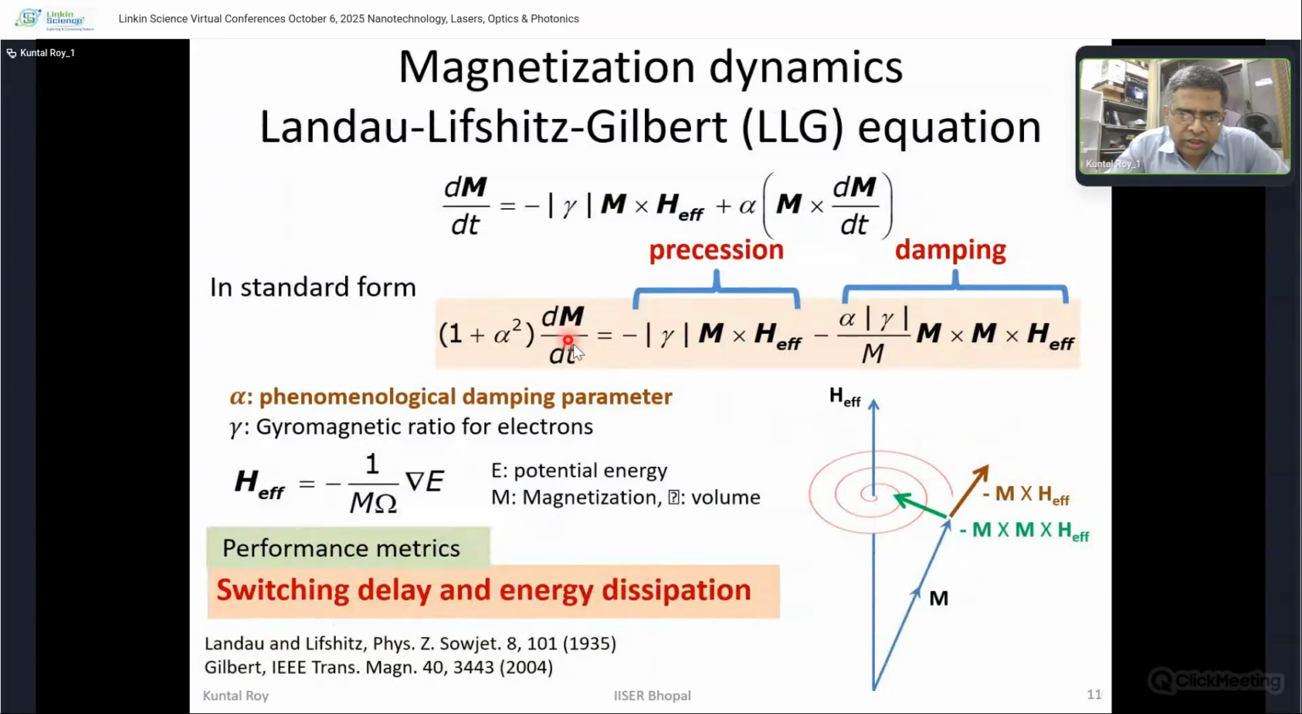So this is the well-known Landau-Lifshitz-Gilbert equation for magnetization dynamics. Here there is a precession term and there is a damping term, alpha. Alpha is something that has to be determined experimentally. There are also theoretical works, but this is a very critical parameter to determine to understand the magnetization dynamics. That also we'll be talking about today. For performance metrics, this gives the switching delay and energy dissipation, because it gives you an understanding of how long it takes for magnetization to switch from one state to another.